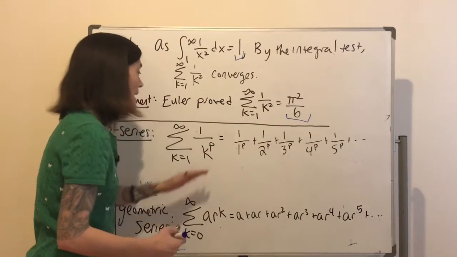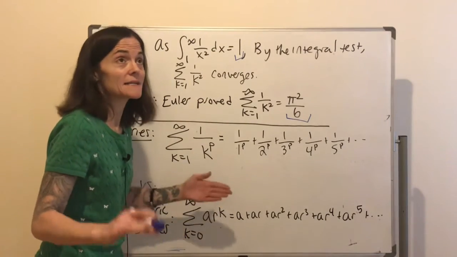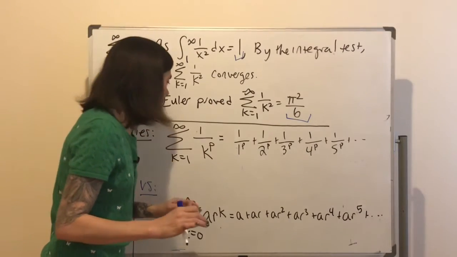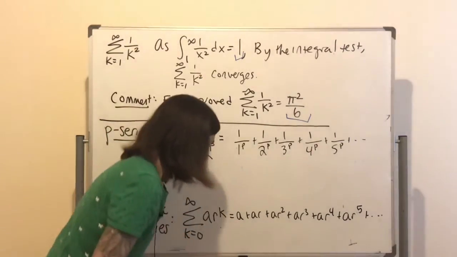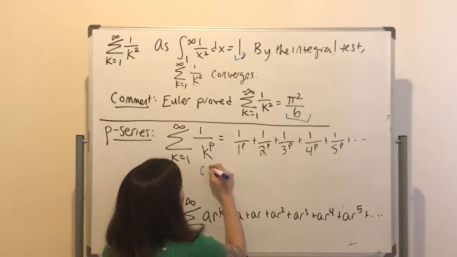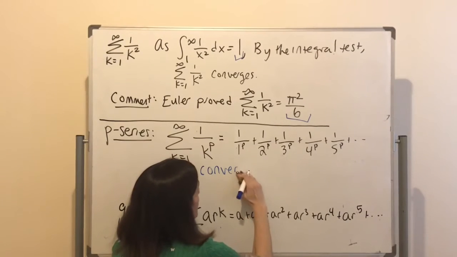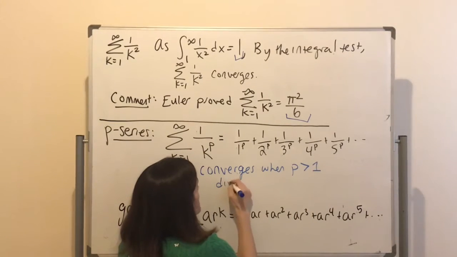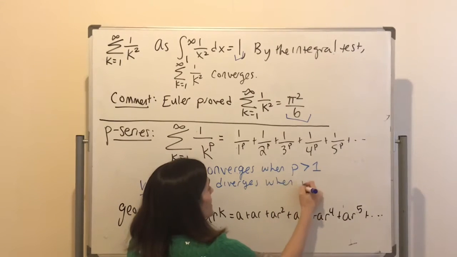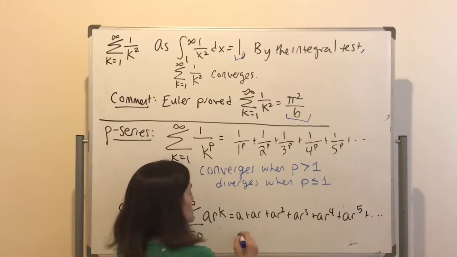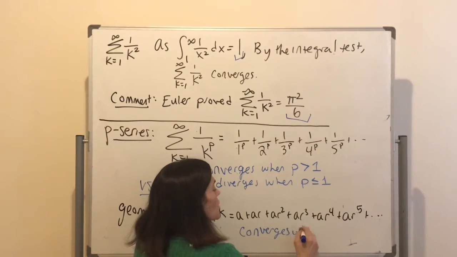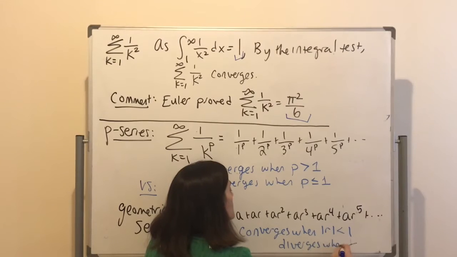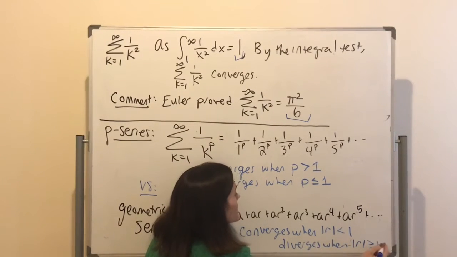p-series, geometric series. Now let's talk about when the p-series converges and when it diverges. I will do some examples where I verify it, but I won't prove it generally for p, although you certainly could. The p-series converges when p is strictly bigger than 1, and it diverges every other time, when p is less than or equal to 1. And just to refresh your memory, the geometric series converges when the absolute value of r is less than 1, and it diverges when the absolute value of r is bigger than or equal to 1.